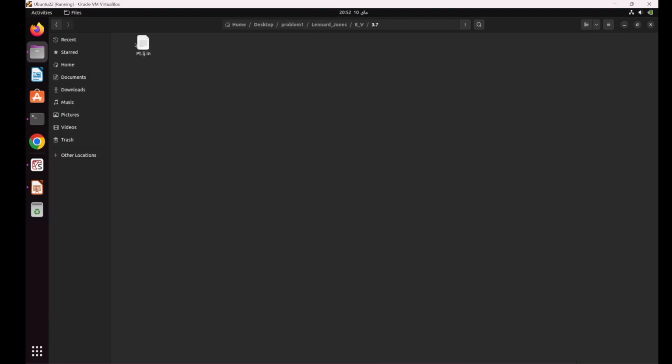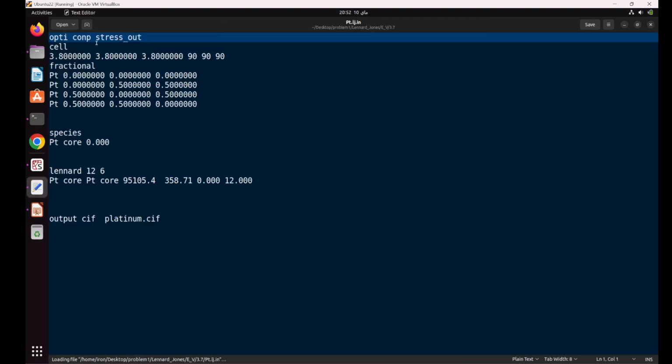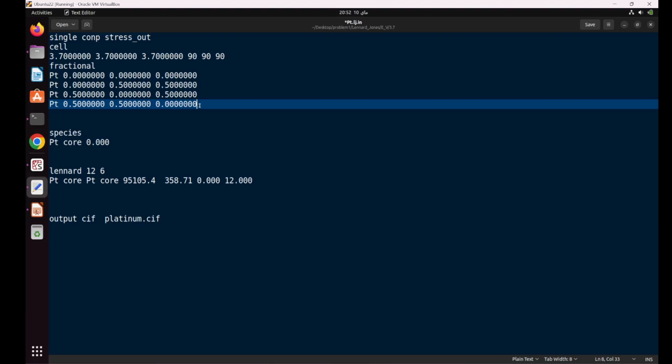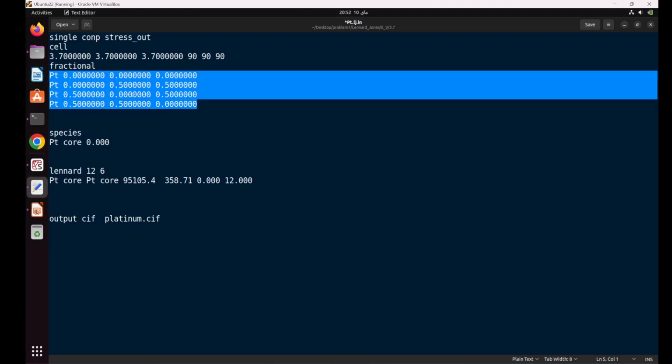So in the 3.7 folder, I will modify the input file. Instead of opti, I will make it single. Instead of 3.8, I will make it 3.7, 3.7, 3.7, and the angles will remain the same. The fractional coordinates remain the same as we discussed before. They are really independent. Since it's FCC symmetry, you don't need to change them, even if you change the lattice parameter. So let's save this.